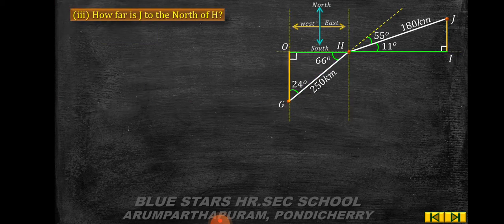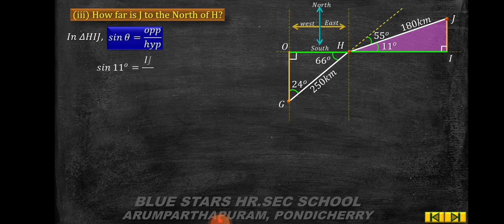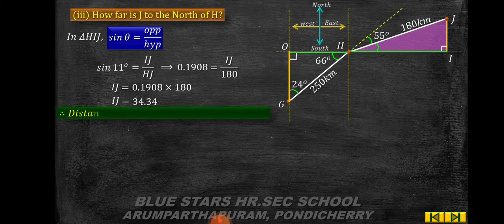Next, the third subdivision is how far is J to the north of H. You can choose another triangle. In triangle HIJ, sin theta is equal to opposite by hypotenuse. So sin 11 degree is equal to IJ by HJ. Sin 11 degree is 0.1908, which is equal to IJ by HJ, which is 180. So IJ is equal to 0.1908 into 180. IJ is equal to 34.34. Therefore, the distance of J to the north of H is equal to 34.34 kilometer.